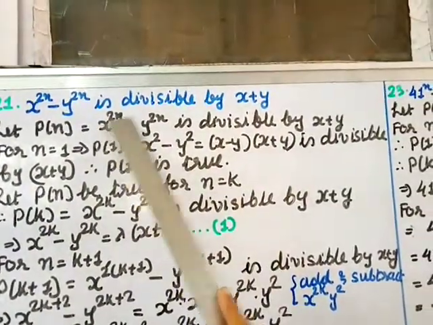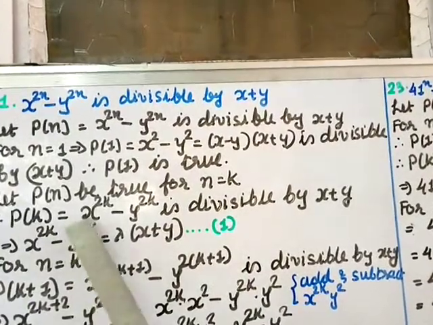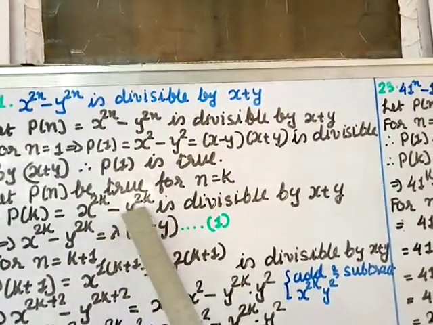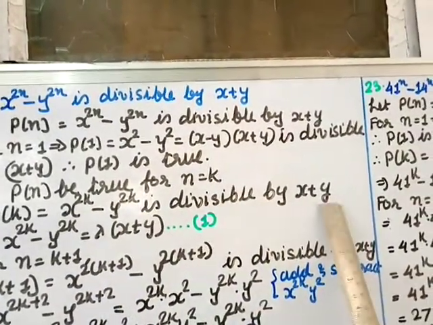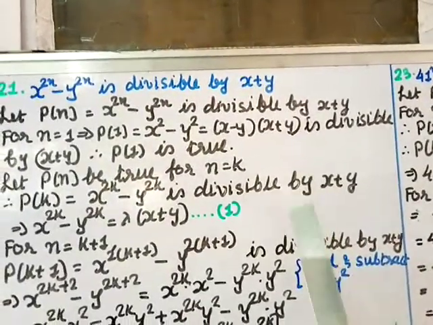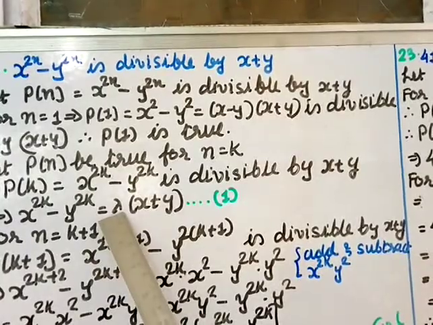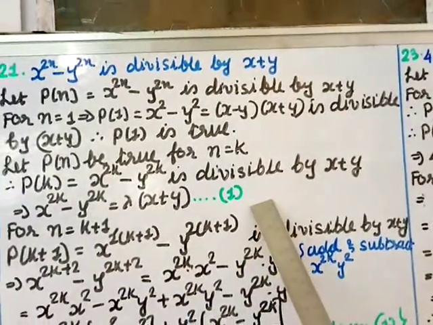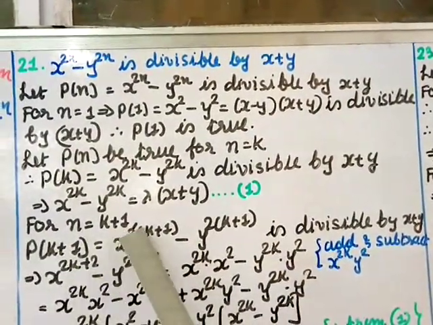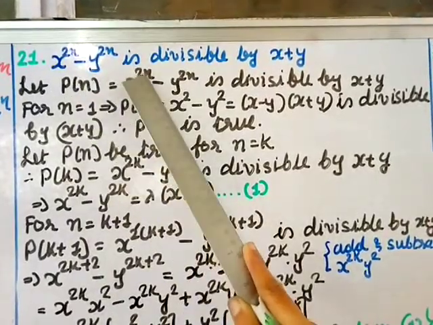Let Pn be true for n equal to k. So instead of n, now put k. So Pk is: x power 2k minus y power 2k is divisible by x plus y. This can be written mathematically as x power 2k minus y power 2k is equal to lambda times x plus y, call it equation 1. For n equal to k plus 1, instead of n, now put k plus 1.